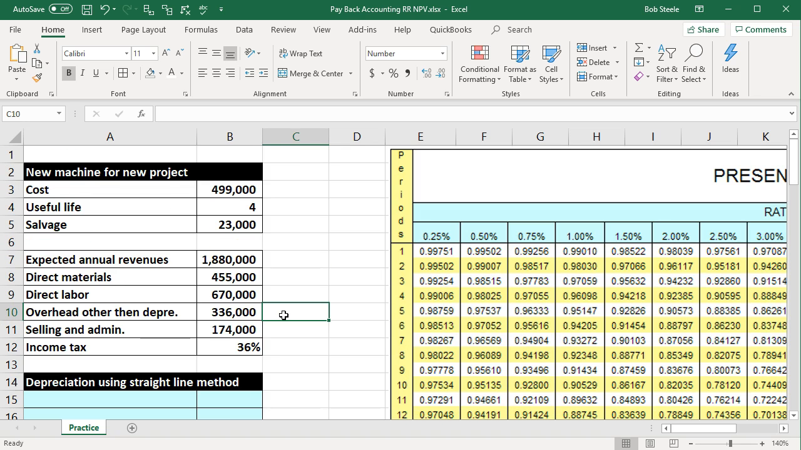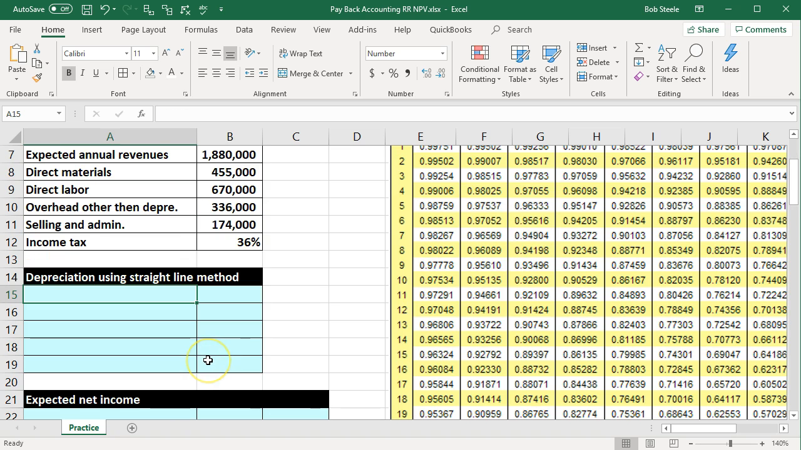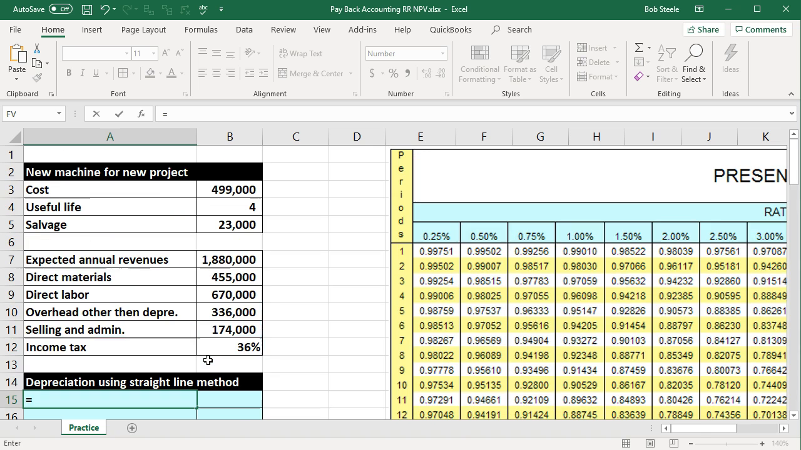First thing we're going to do is calculate the depreciation. We're going to use a simple straight line method for the calculation of the depreciation. We have the cost up top, useful life, and the salvage. That's what we need. We're going to do that down here in the blue section. We're going to do this fairly quickly because straight line depreciation should be fairly straightforward at this point. If not, take a look at the depreciation presentations.